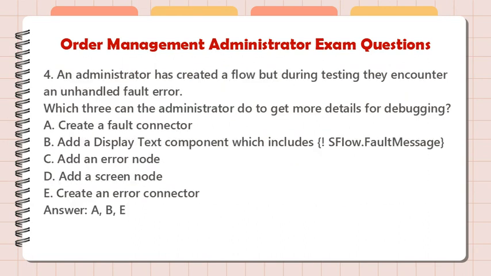4. An administrator has created a flow but during testing they encounter an unhandled fault error. Which 3 can the administrator do to get more details for debugging? A. Create a fault connector. B. Add a display text component which includes {!$Flow.FaultMessage}. C. Add an error node. D. Add a screen node. E. Create an error connector. Answer. A, B, E.